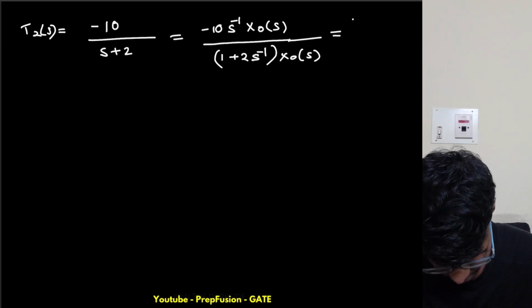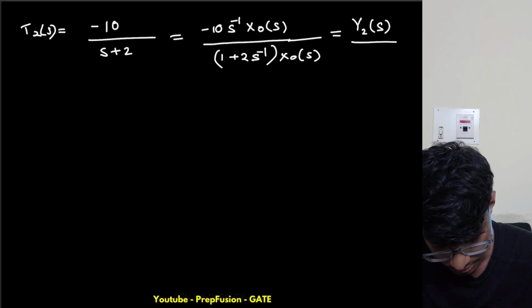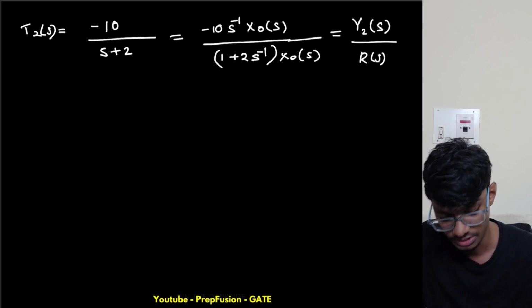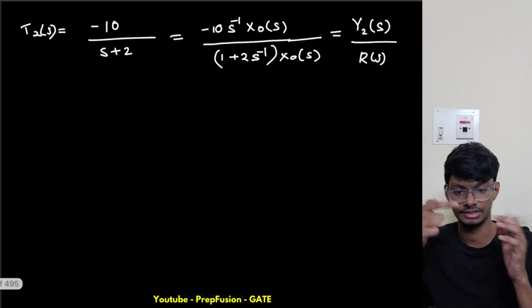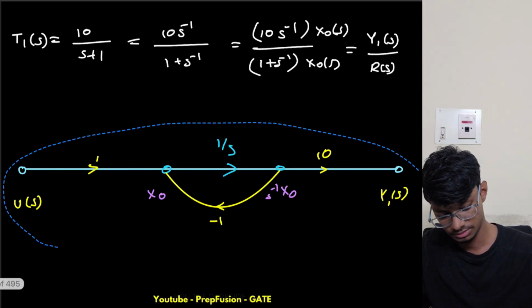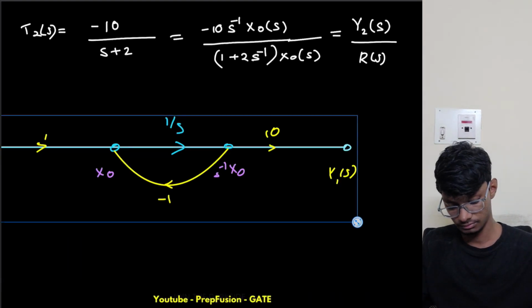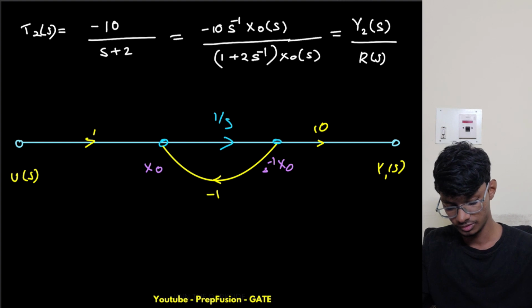So I can write this like this: y2 of s by r of s, right? Input is same, but the output is getting added, so the second output. So again, I will just copy this because the overall overview will be same, but the values will be different here.